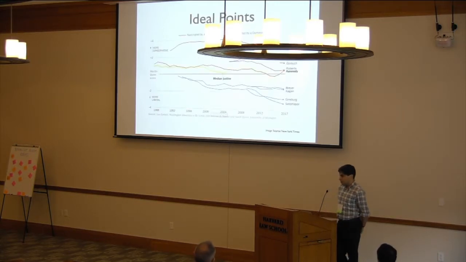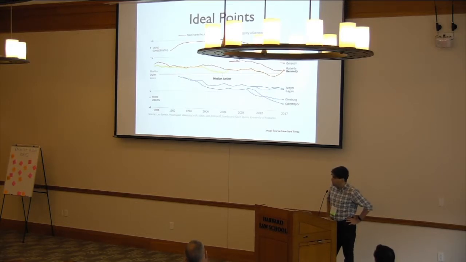An ideal point is a way to capture someone's ideology with a single number. This graph, for example, shows the ideology of Supreme Court justices, and ideal points are fairly common. There's a very standard way of doing them. This is from the New York Times, and it shows how judicial ideology evolves over time, where a more positive number corresponds to more conservative, and a more negative number corresponds to more liberal justices.